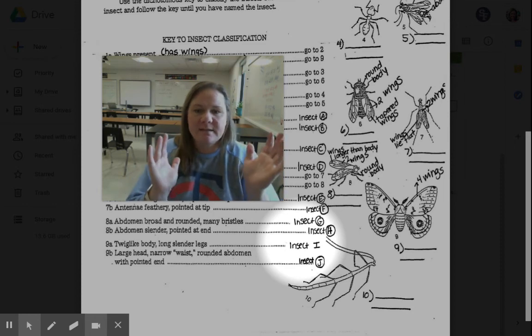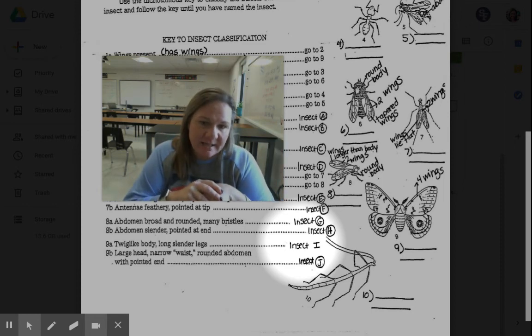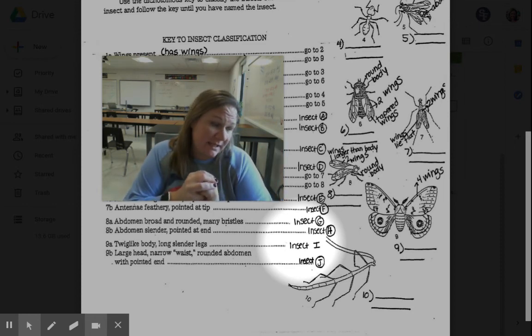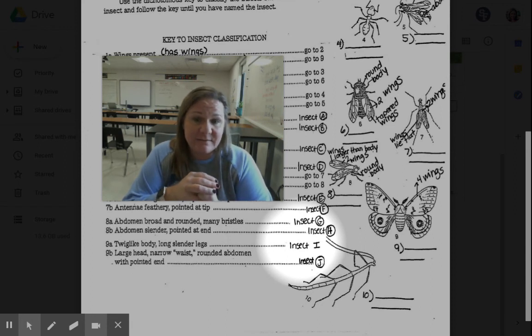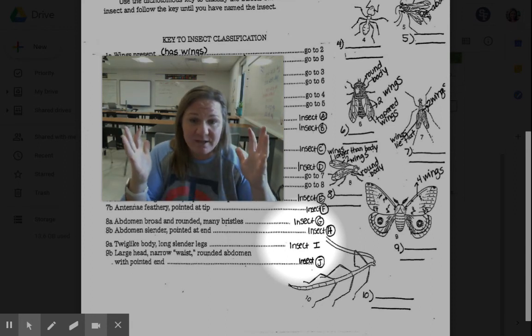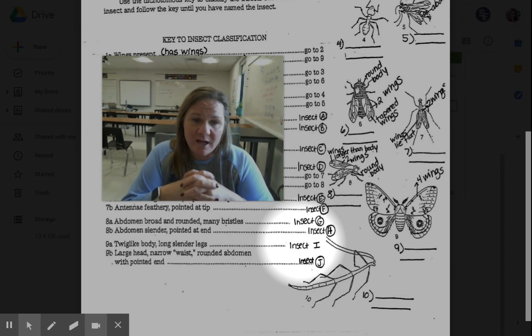All right, this is our last kind of practice dichotomous key. The next time you do a dichotomous key, you're going to be identifying leaves in your leaf collection. And that's an even bigger, longer one that we'll be working on in the coming days.